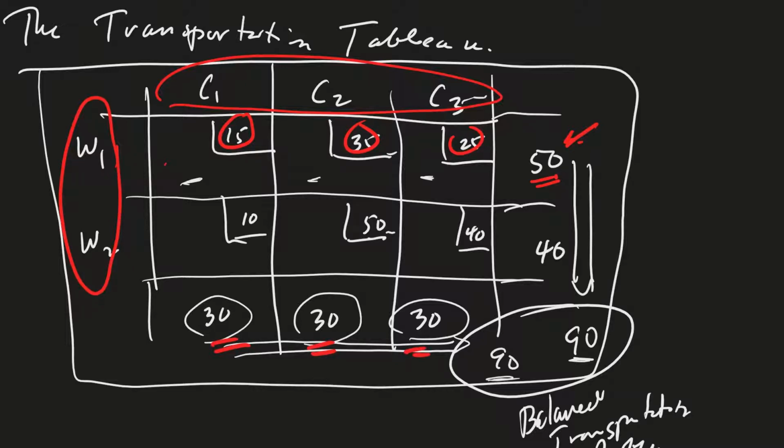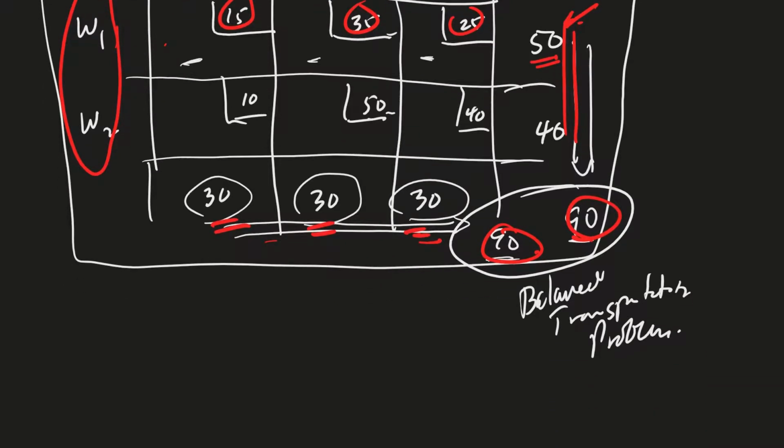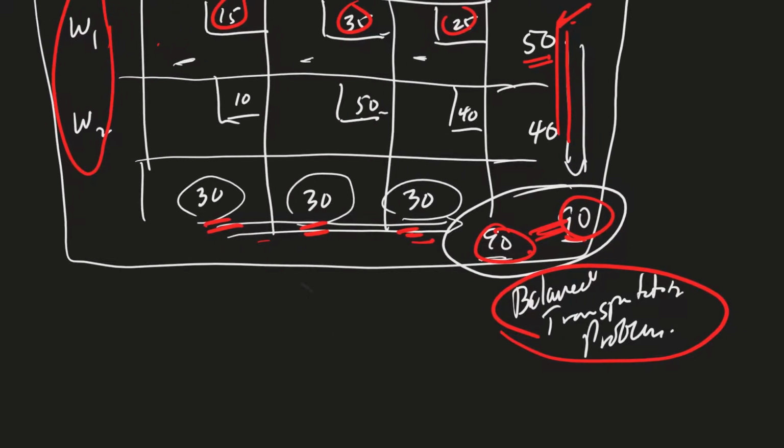And we said that if the total demand, which is 90 in this case, is equal to the total supply, which is 90 in this case, if those are equal, then we say we have a balanced transportation problem. Okay, and so what we were saying is, what happens if we don't? How are we going to build our tableau? And so here's an example.